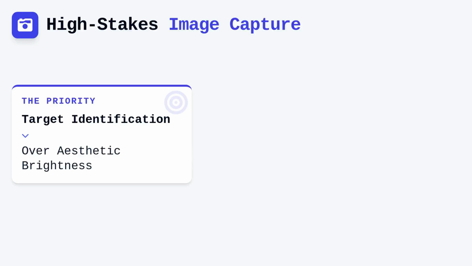In high-stakes environments, such as license plate recognition or monitoring high-speed transit, the priority is almost always the identification of the target rather than the overall aesthetic brightness of the image. For license plate recognition, you are often dealing with vehicles traveling at significant speeds, meaning the shutter speed must be incredibly fast to avoid the smearing of characters.